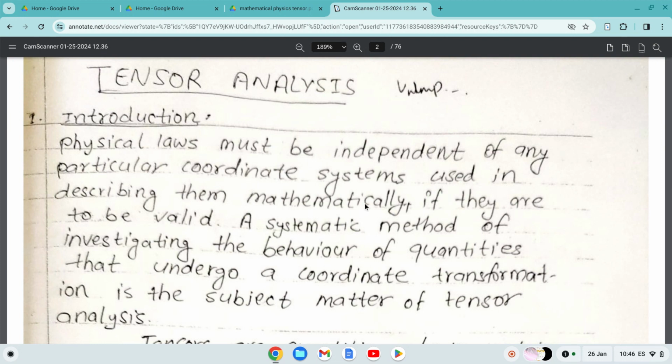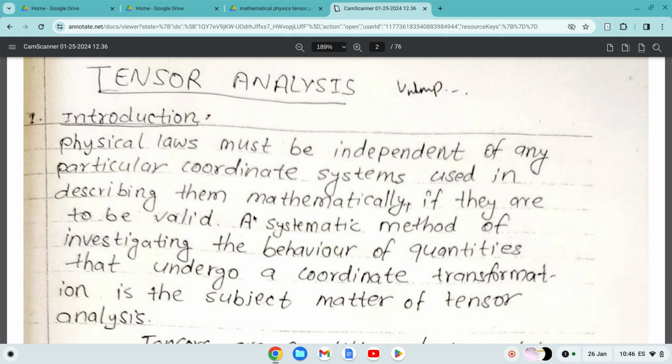If you are from a mathematics background or physics background or economics background, you must know this one. If you are in data science, you must learn this. Tensor, you can see here I have written an introduction. The physical law must be independent of any particular coordinate system. They do not depend on the coordinate system. Whatever might be the coordinate system, physical laws do not depend on them.